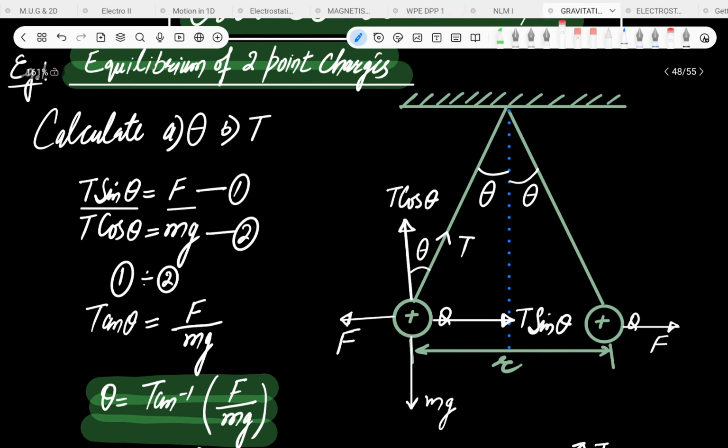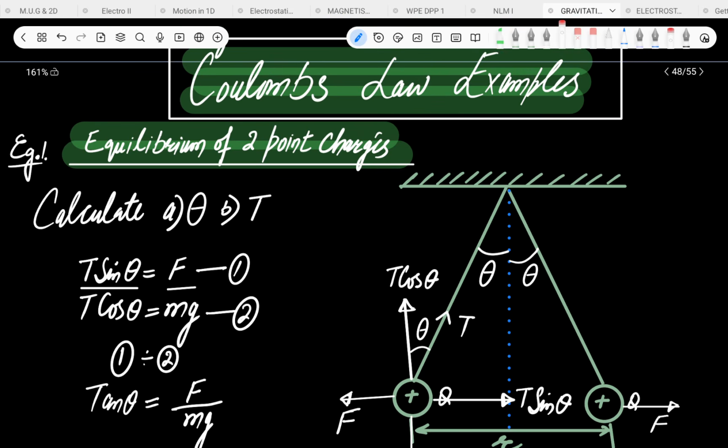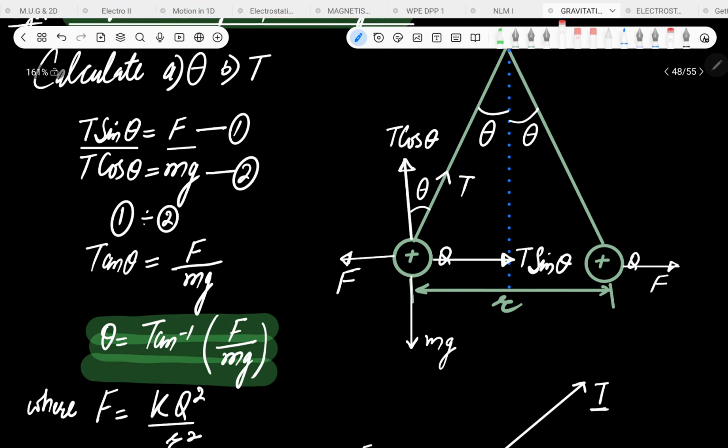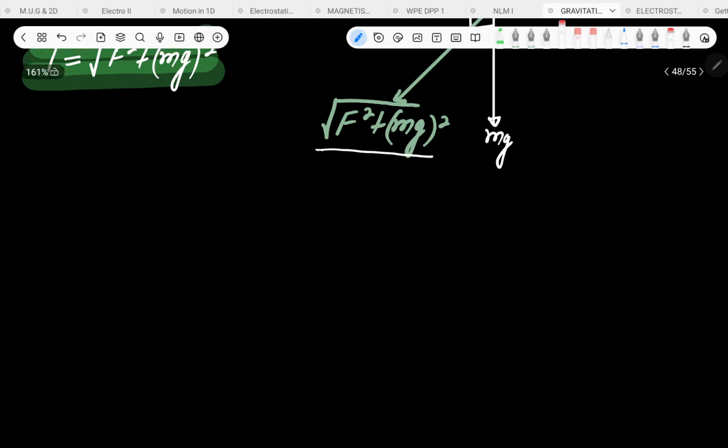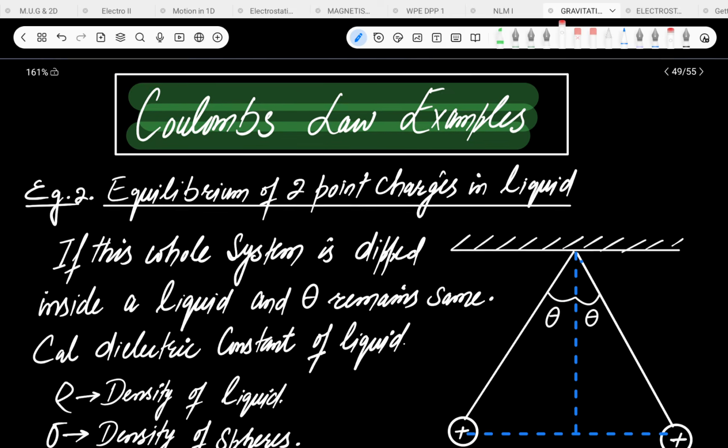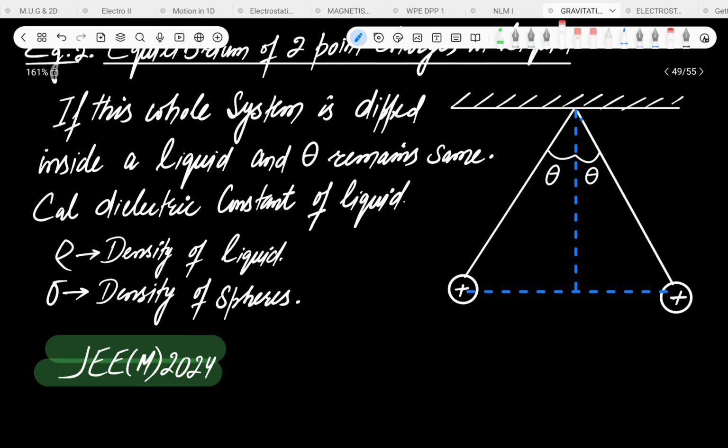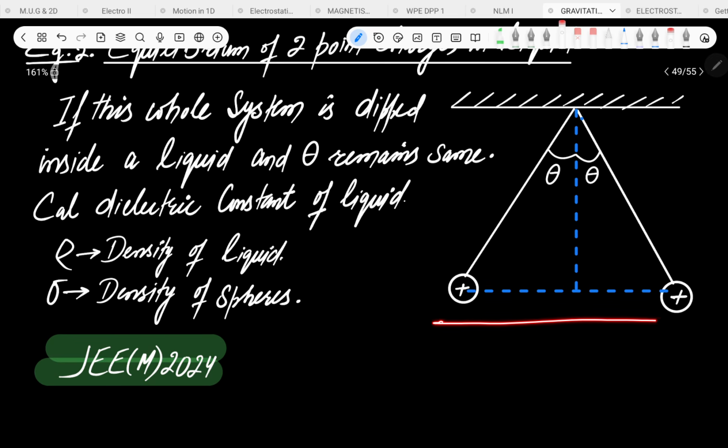In this problem we were supposed to calculate, number one, this angle theta and the tension in the string, and we are done with that. Now question number two is connected with this. This is a system of 2 point charges, each carrying a positive charge, which means they will repel because of the force of repulsion. They will move away from each other, and the string will make some angle theta with the vertical.